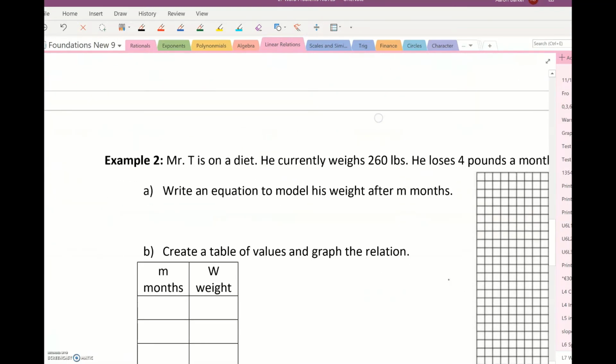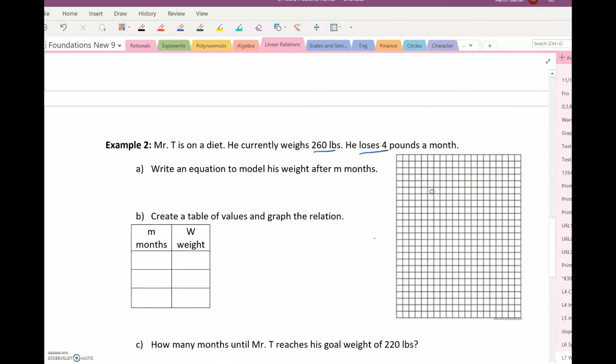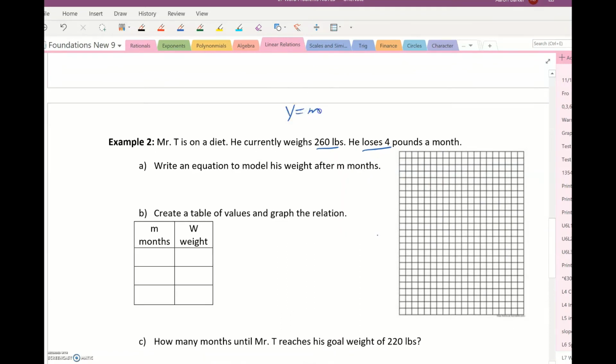Here we go. Next one. Mr. T, he's on a diet. He currently weighs 260 pounds. He loses 4 pounds a month. So we have to write an equation. Let's start with y equals mx plus b. We're looking for those numbers.